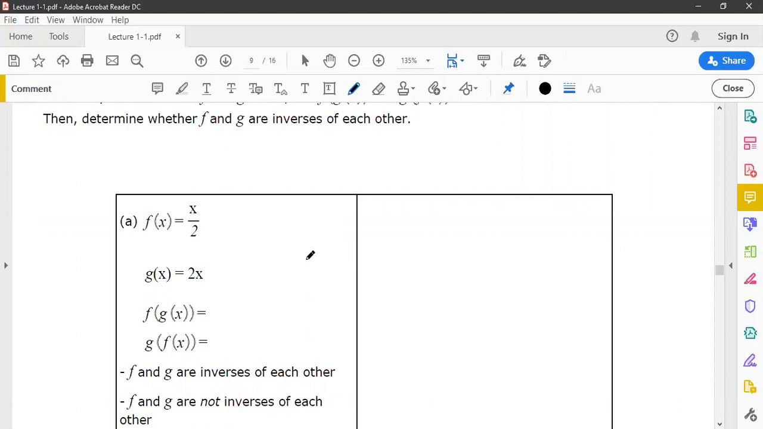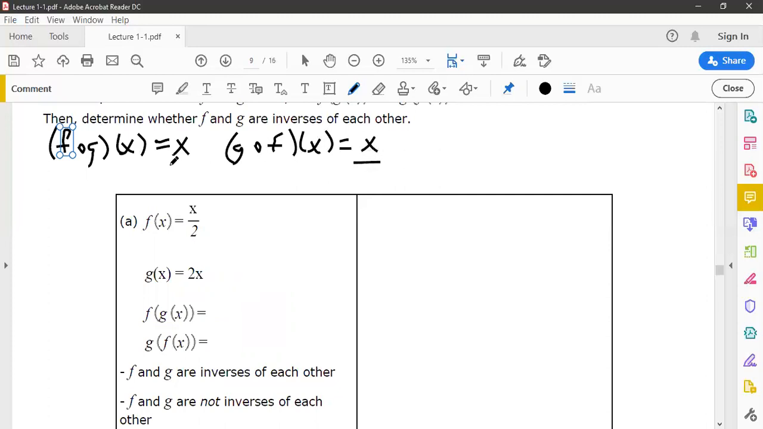Okay, now it says, determine whether f and g are inverses of one another. So for two functions to be inverses of one another, when we take the composition of the functions, so when we take f of g of x, if they are inverses of one another, the answer is going to be x, as well as when we take g of f of x, the answer has to be x as well in order for these functions to be inverses of one another.